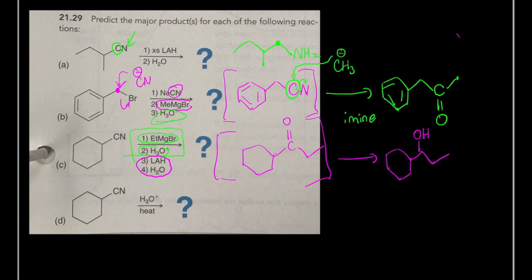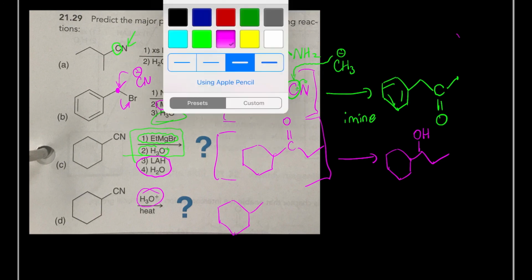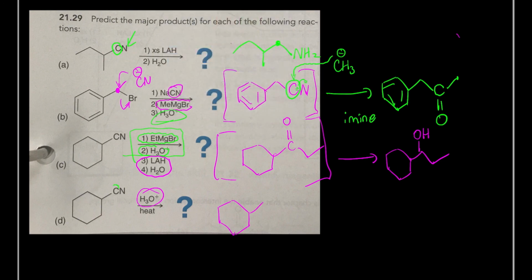Next, what we want to do is think carefully about what's going on here. So H3O plus heat, remember that makes carboxylic acids. So that's going to make, okay, so be careful. In green, we have a carbon, so make sure you have the carbon, and that's just going to make the carboxylic acid. So I'll be lazy and just write CO2H, okay?